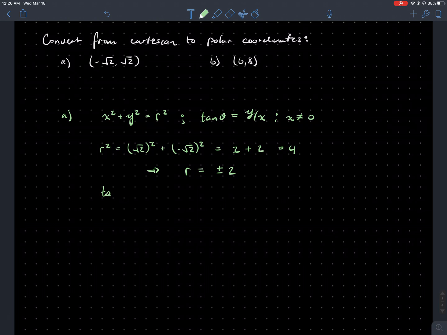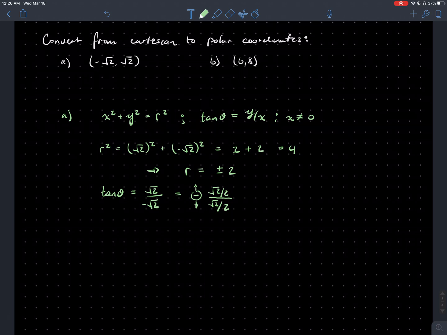Then tangent of theta is equal to square root of 2, our y component, over negative square root of 2. That negative can be pulled out front, and we can manipulate this by dividing the top and the bottom by 2. So we have square root of 2 over 2 over square root of 2 over 2. Now we can relate this to our unit circle, and we just need to consider this negative being in the numerator or in the denominator.